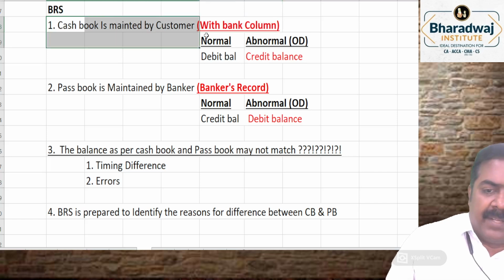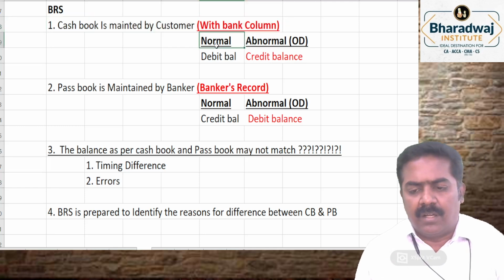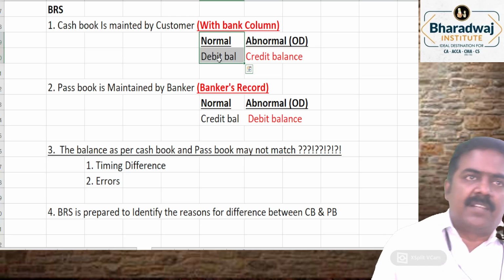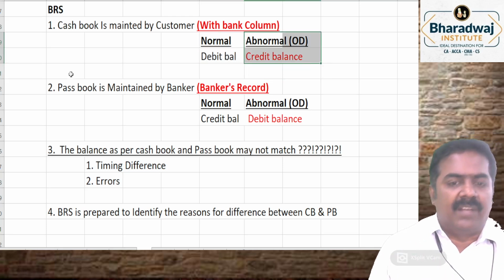Cash book is maintained by the customer with which column? Bank column. Listen. Normal balance means it will show which balance? Asset will have a debit balance. OD will have a credit balance. Liability will have a credit balance.